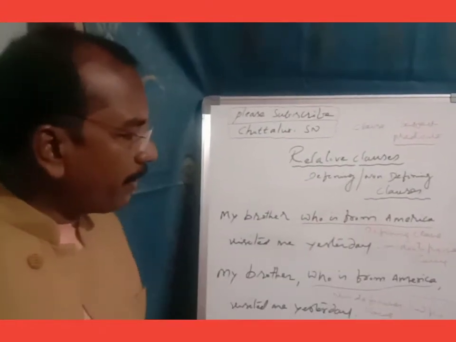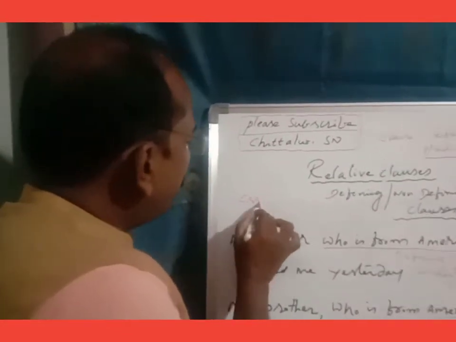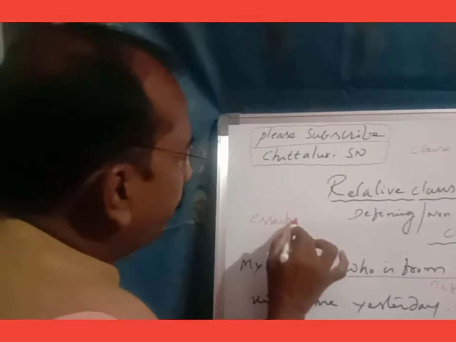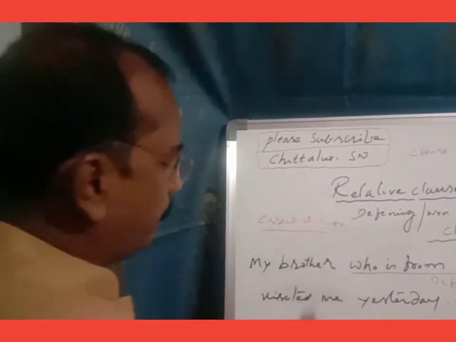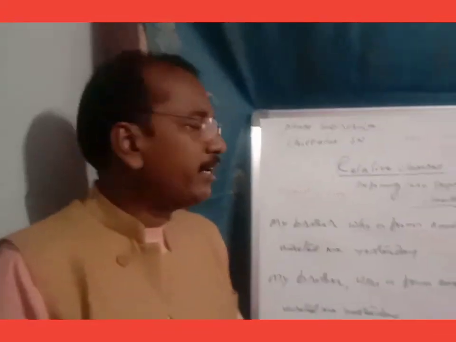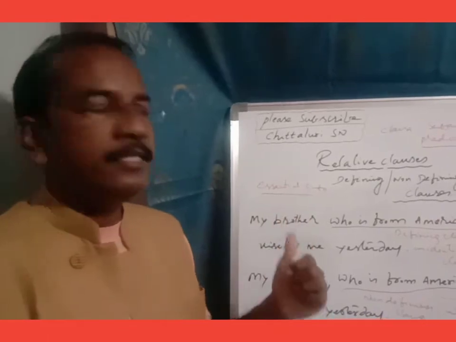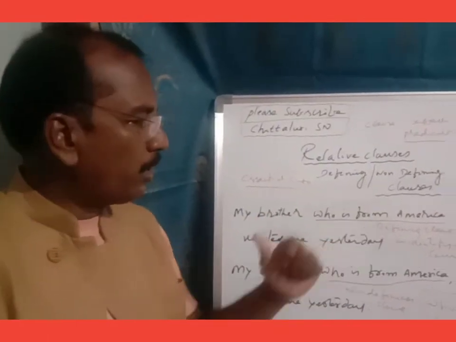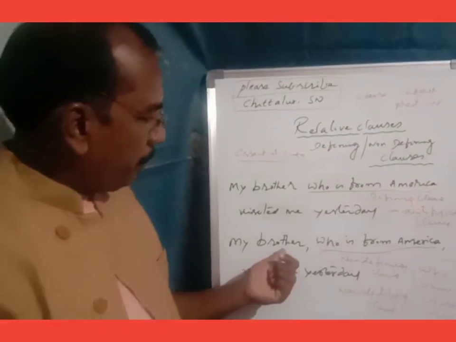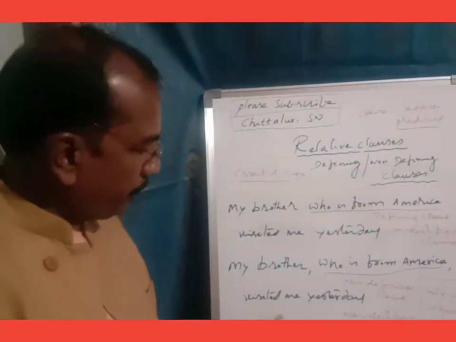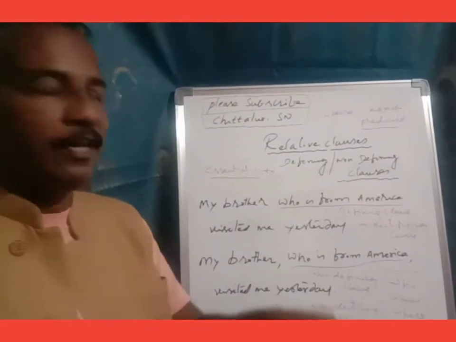Actually, identifying clauses give essential information. They give very important information about the noun in these sentences. That's why they are called defining clauses. Coming to this sentence, My brother, who is from America, visited me yesterday, this is a non-defining clause and also a non-identifying clause.